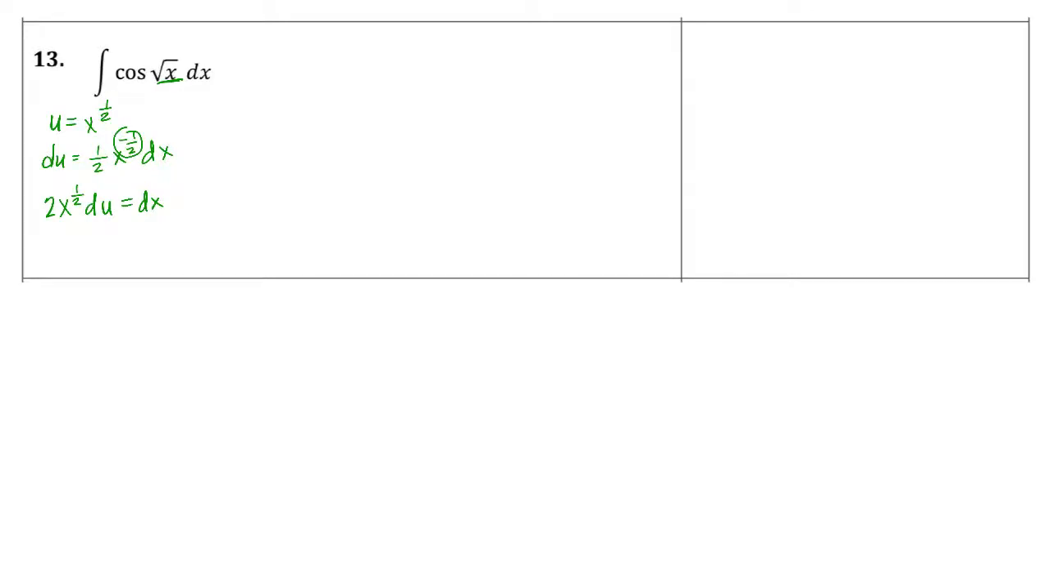And so whenever I plug in my u substitution, I'm going to have cosine of u. And then in place of dx, I'm going to have 2x to the 1/2 du. Well, that's going to be strange because I've got two different variables here. Normally it cancels out, but I do know x to the 1/2 is u. So really, I could say that I have cosine of u times 2u du. And then definitely move that 2 out because nobody wants to work with that for sure.